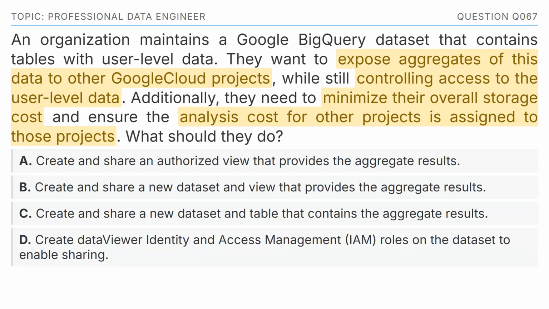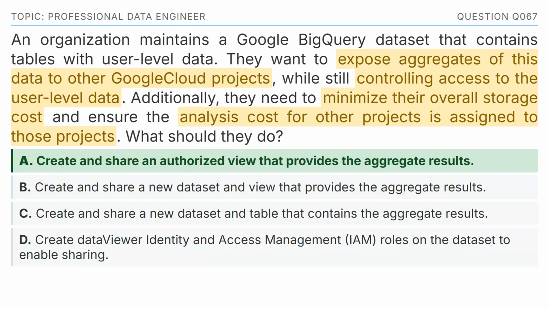To arrive at the correct answer, we focus on the keywords: expose aggregates of this data to other Google Cloud projects, controlling access to the user-level data, minimize their overall storage cost, analysis cost for other projects is assigned to those projects. The correct answer is option A, create and share an authorized view that provides the aggregate results.